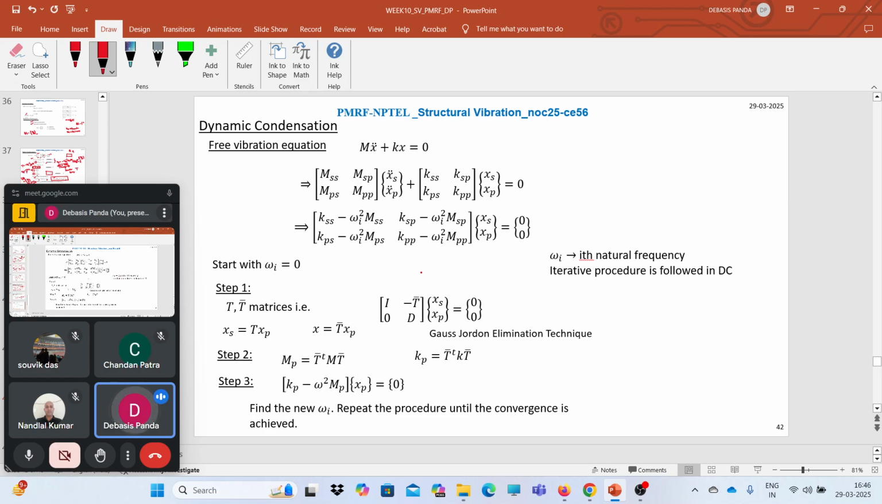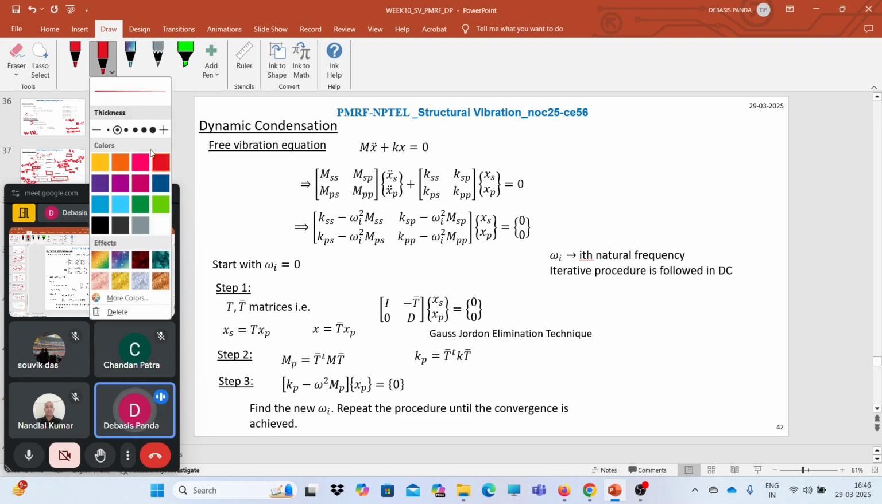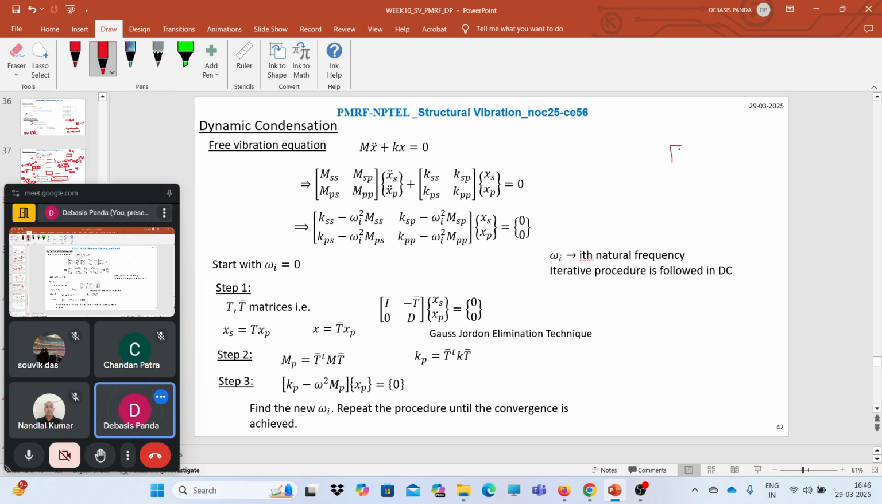We also have the dynamic condensation technique. For the dynamic condensation technique, instead of using F is equal to Ks, we use the free vibration equation, the same thing: M x double dot plus K x is equal to 0. Similarly, the K matrix we have separated out into primary and secondary components, and also the mass matrix we have separated out like this, right? In a similar way we can construct the characteristic equation and solve for omega i.